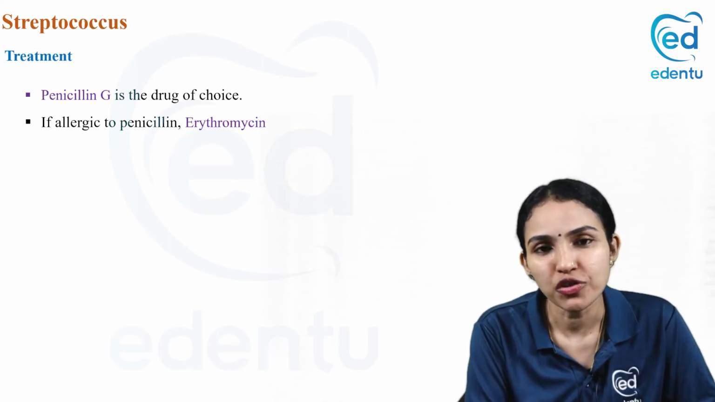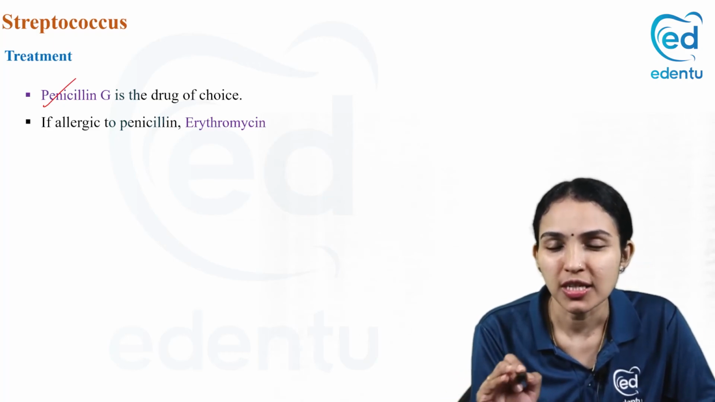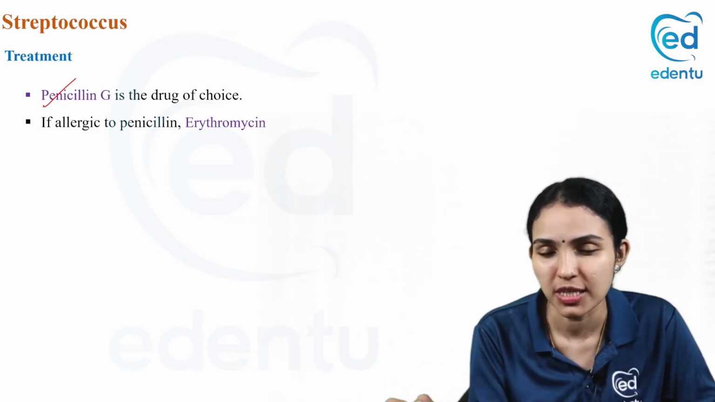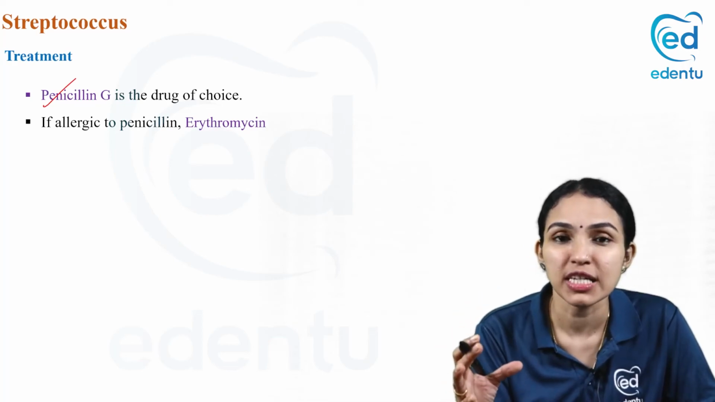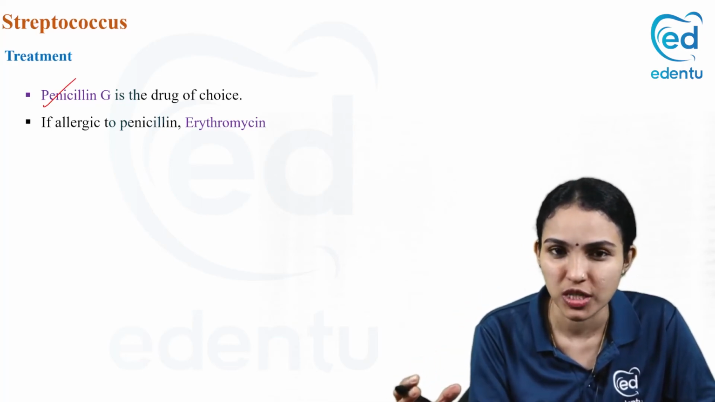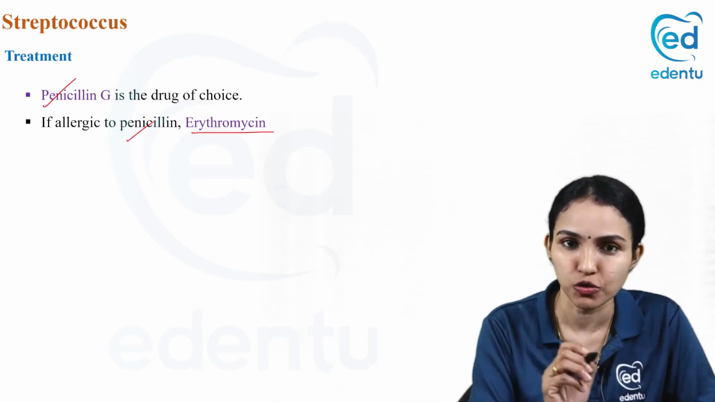Finally, treatment. What treatment you can give? The best and the most widely used drug for Streptococcus pyogenes is penicillin G. Penicillin is not at all found resistant for streptococci, so we can directly give penicillin for any case when you're suspecting Streptococcus pyogenes infection. Only if the patient is allergic to penicillin, you can give erythromycin.